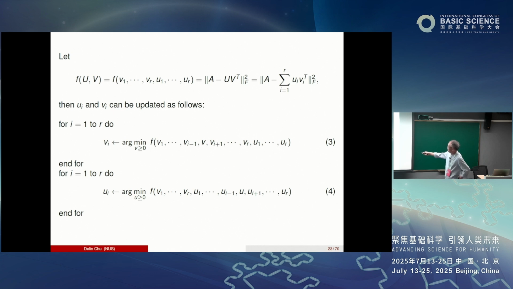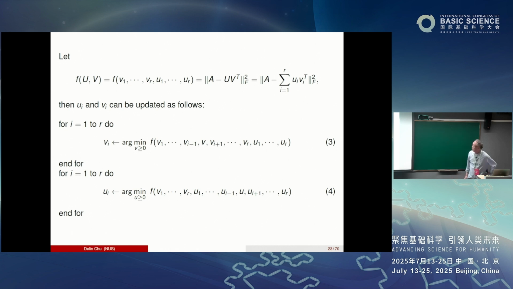Now we consider the objective function as a function with variables v1, v2, ..., vr, u1, u2, ..., ur. Then we update uj and vj by solving subproblem 3 and subproblem 4. So this means for i from 1 to r, we update ui by solving this minimization problem. Then we update vj by solving this minimization problem.